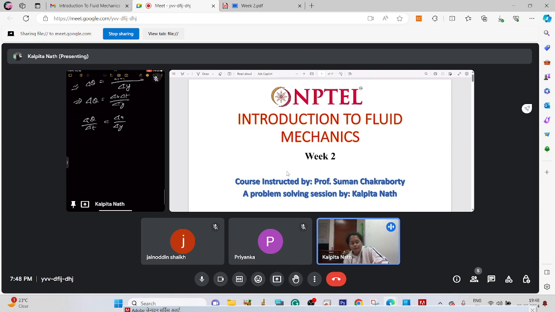If we take the limit del t tends to 0, and so del y tends to 0 here, this will become a differential, du dy, right? And this we can write as the rate of angular deformation, that means theta dot.